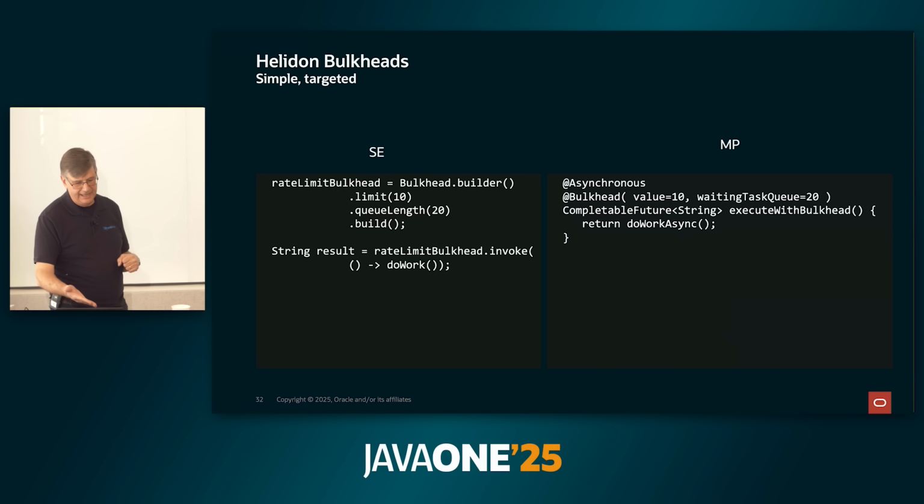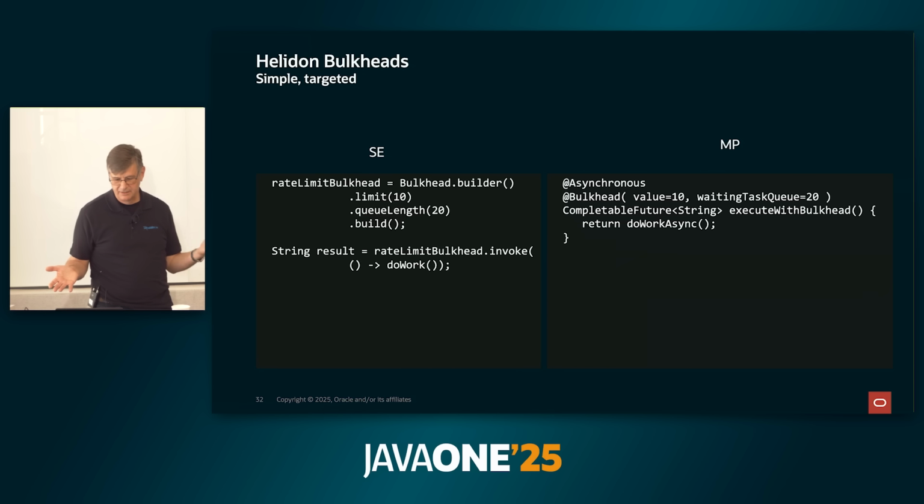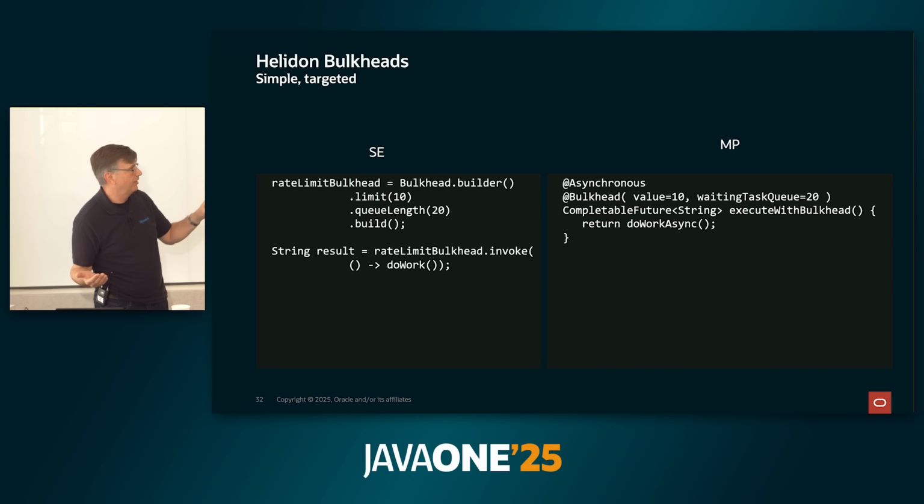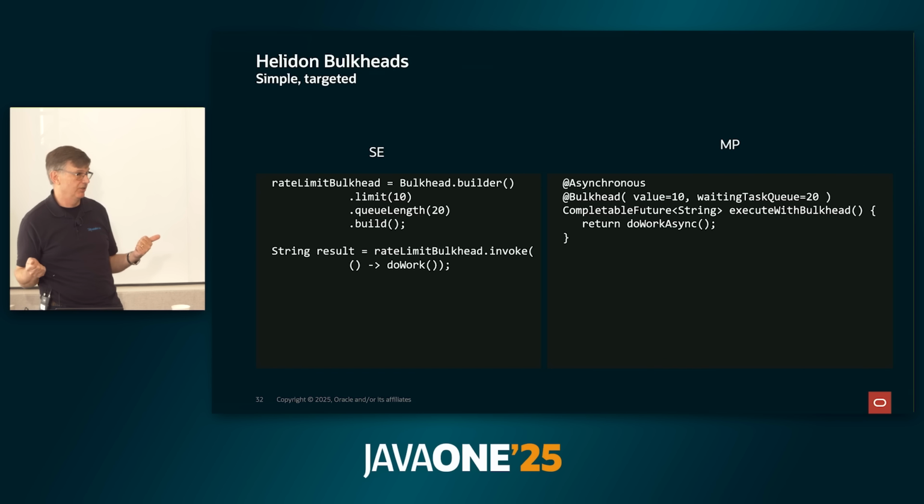A bulkhead, again, lets you set a limit for concurrency, the number of concurrent requests, and a backlog queue size for that. And then as you submit a request to the bulkhead, that thread, if there's not room, will block. So very similar to a semaphore, just a little easier way to structure it. In MicroProfile, we support this via declarative annotations because this is a feature of the MicroProfile specification.